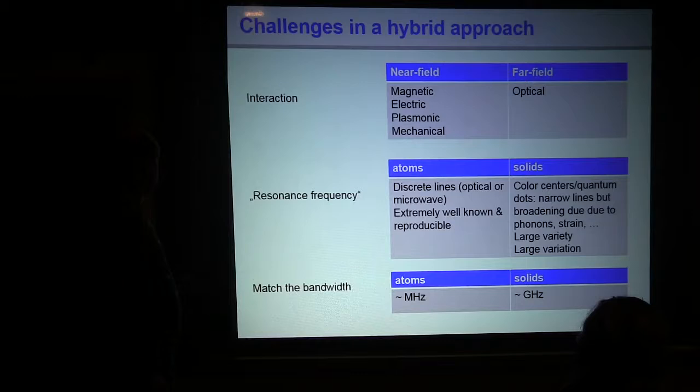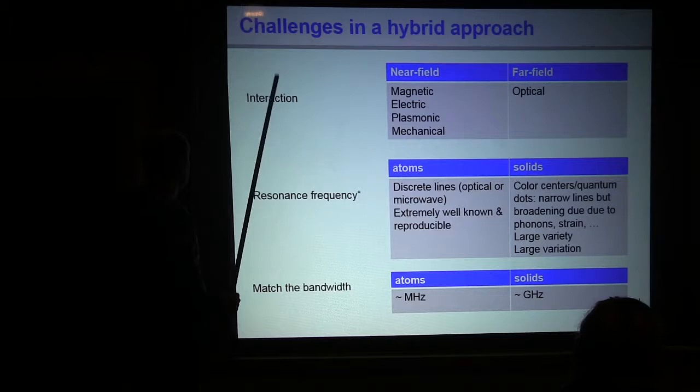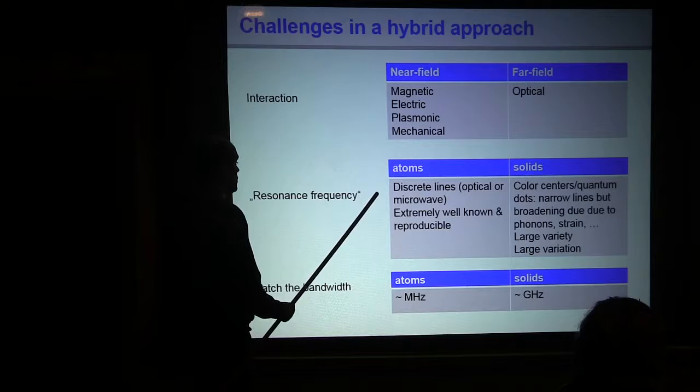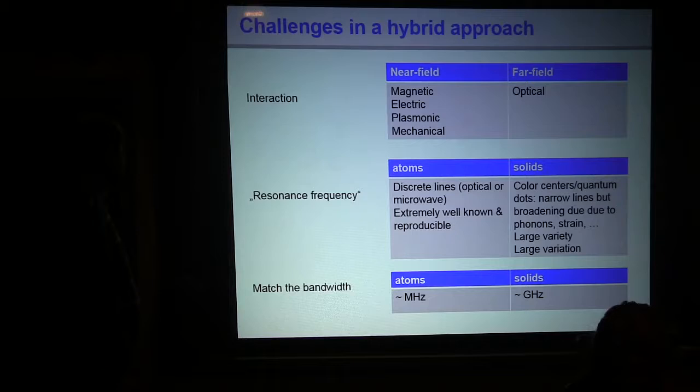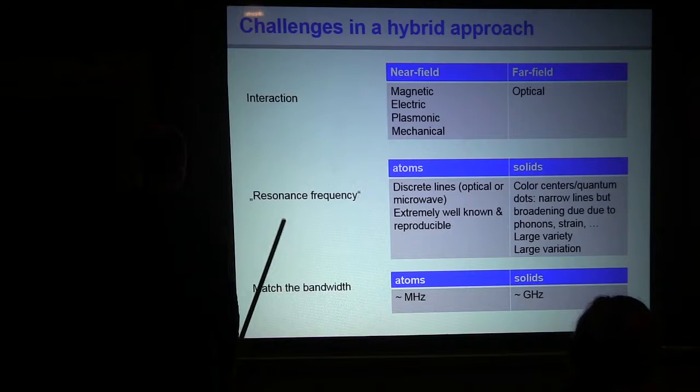The next big question, of course, is the resonance frequency problem, or basically how do you match these two systems together? On the one hand, there are atoms. Atoms have very discrete lines in their spectrum. This can be optical or microwave transitions. These lines are very well known, and they're essentially always the same for every atom of the species. So basically, as soon as we have atoms in the problem, the resonance frequencies are set by the species that you're using.